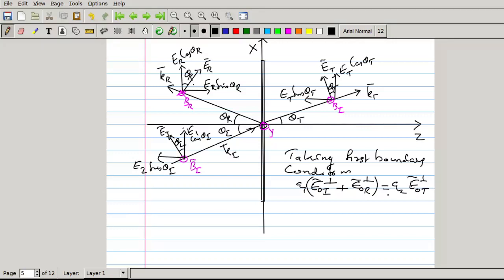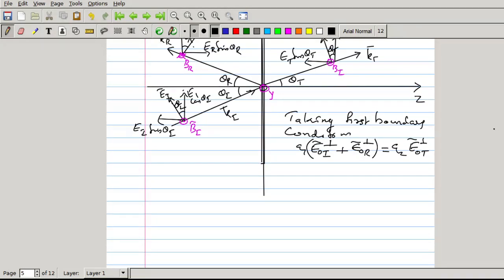These two should be the same, and we have already discussed that the exponential terms are the same, so I am not writing the exponential terms here. They will cancel each other. So we only need to take the amplitude components perpendicular to the boundary. What are the components of the electric and magnetic field vectors perpendicular to the boundary? Now substitute in this equation.